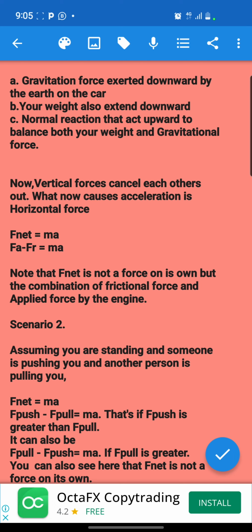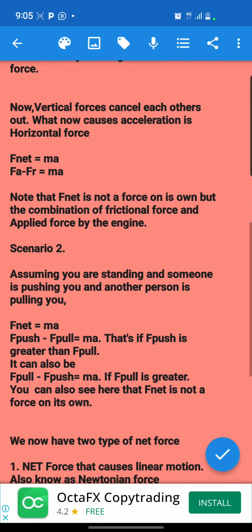So you can see that the net force is not a force on its own, but a combination of applied force and what? Frictional force. So know that F net is not a force on its own, but the combination of frictional force and the applied force by the engine.